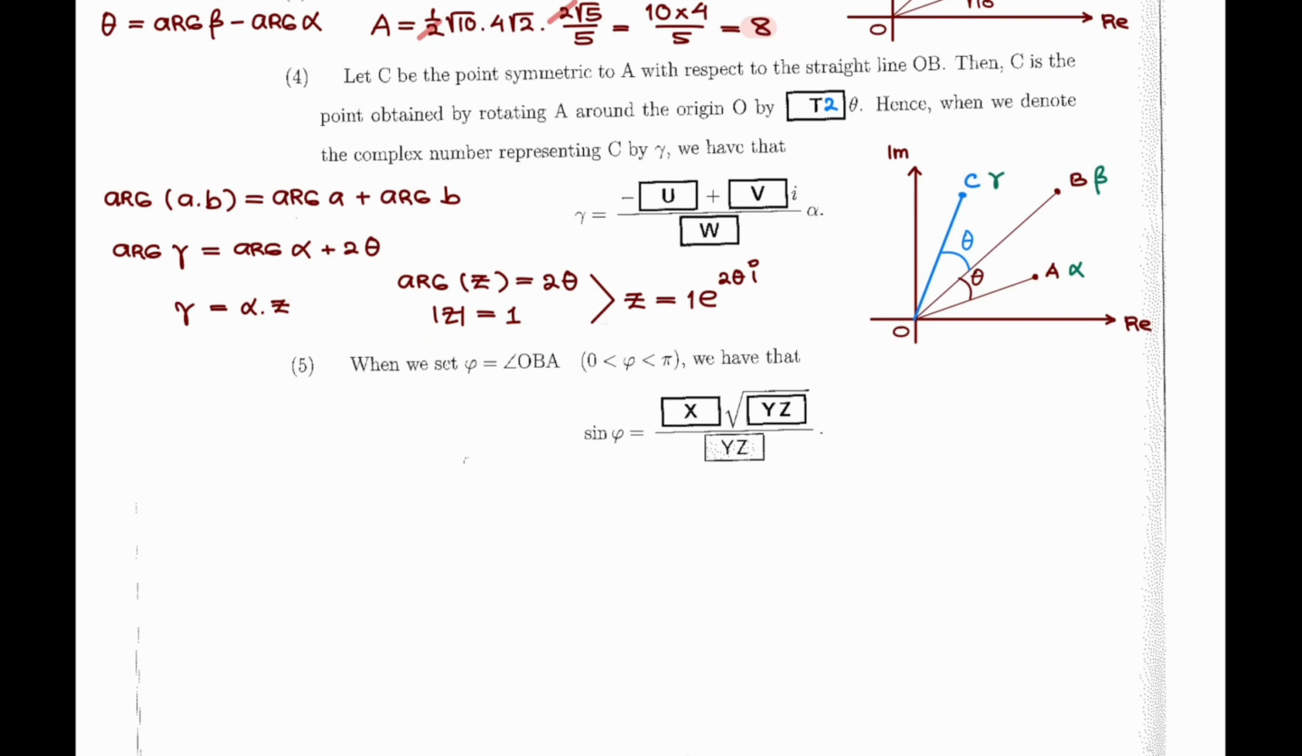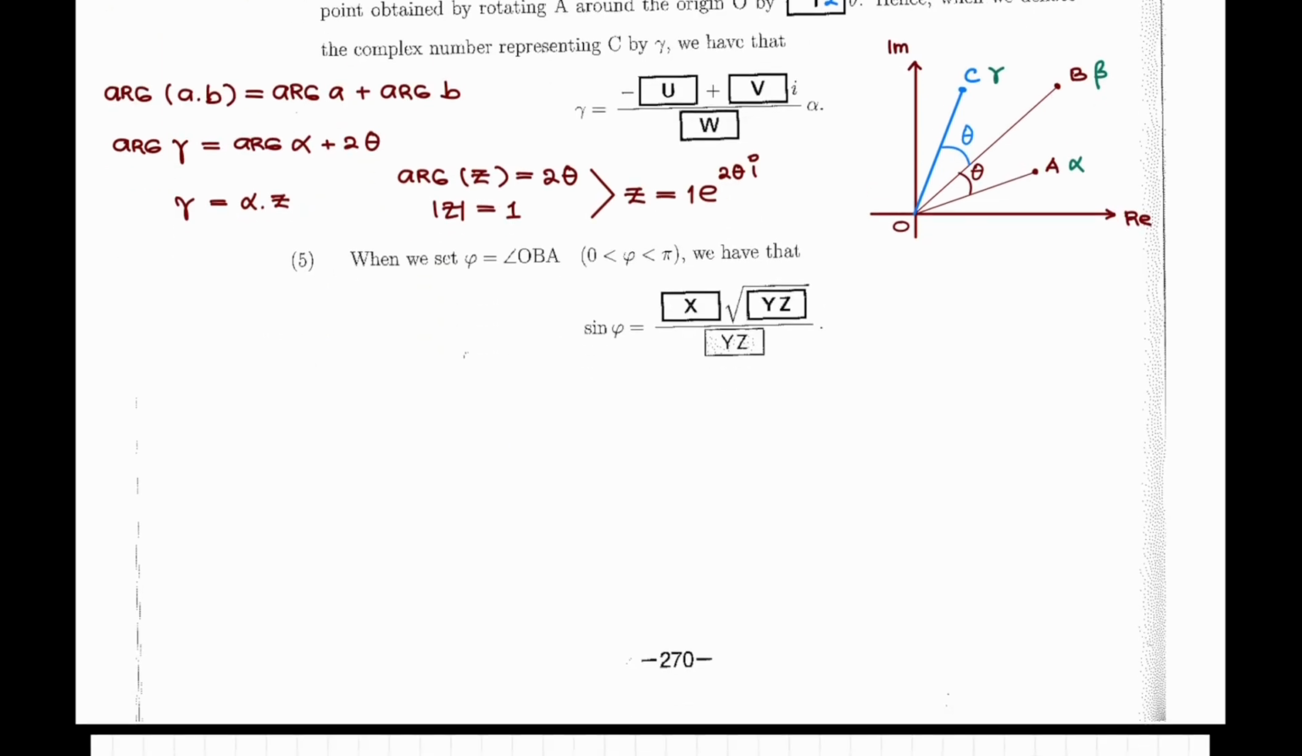z is equal to 1, this is the modulus, e, this is the Euler number or the natural number, and the exponent is argument 2 theta times i. From here, I already know that z is equal to 1 e to the power of 2 theta i. So gamma is equal to alpha times z. z is this one, times e to the power of 2 theta i. I do not write down the modulus, yeah? The modulus is 1, I do not write it down here. So gamma is equal to alpha e to the power of 2 theta i.